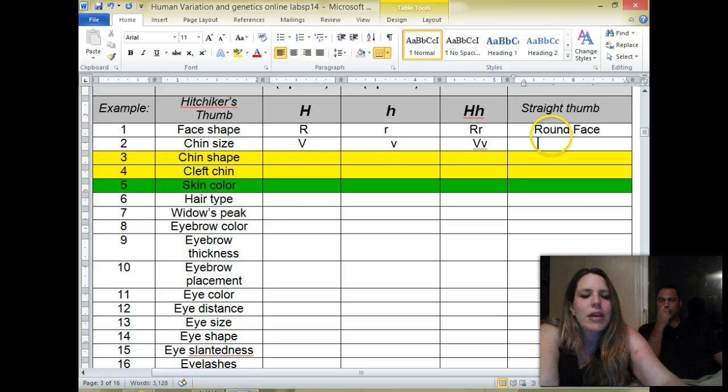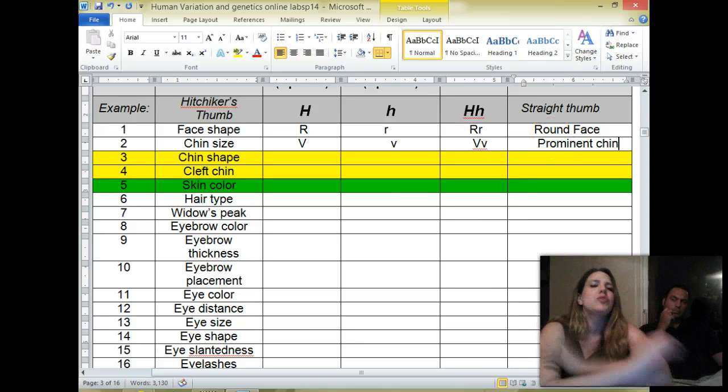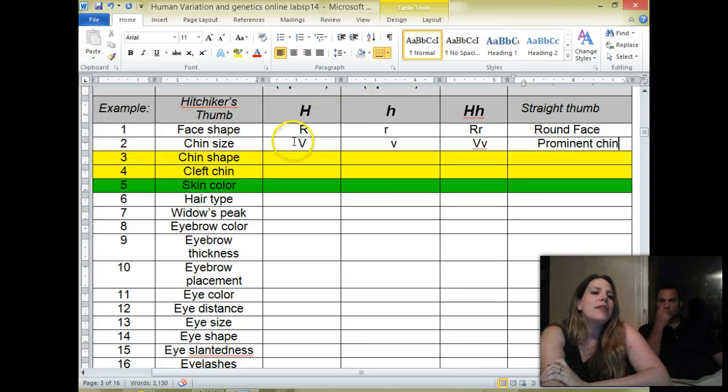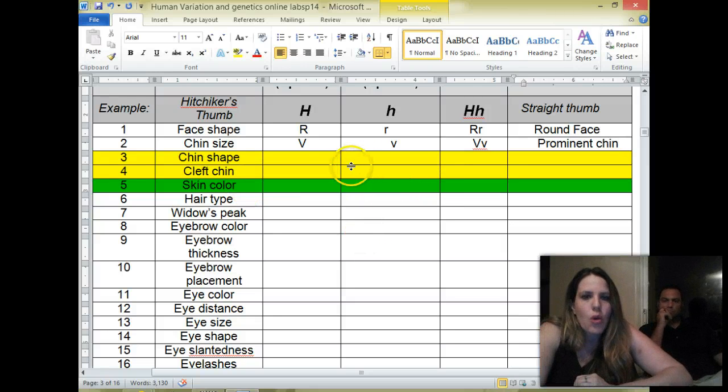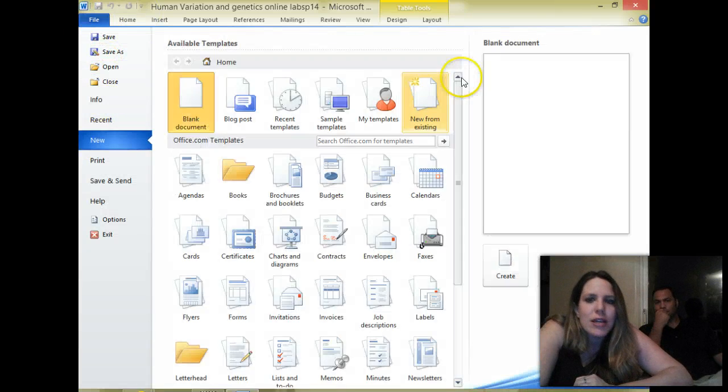And this is very interesting because, again, this is an unusual chin, which follows some unusual genetics. So the fact that the baby has a prominent chin is going to influence the next 2 genes, chin shape and cleft chin. And let me see if I can show you real quick why this is. I'm going to open up a new page here just to illustrate this.